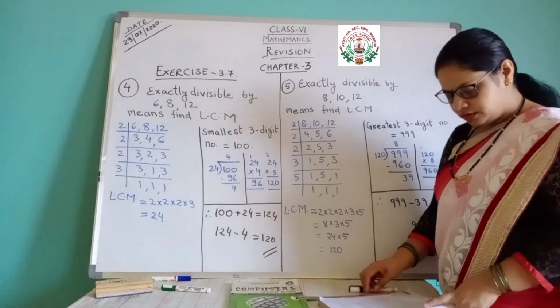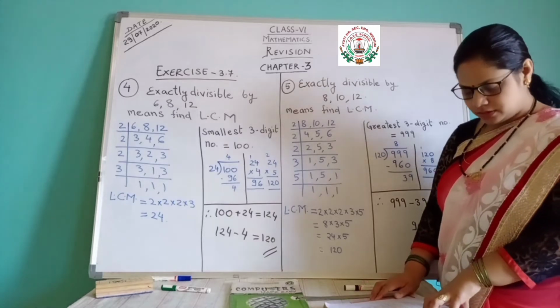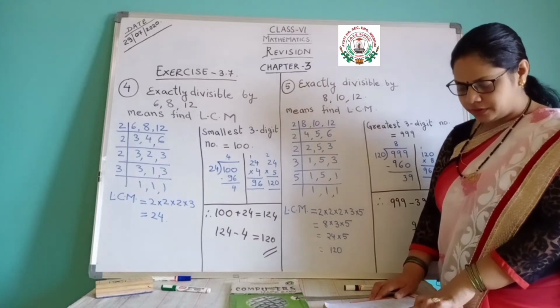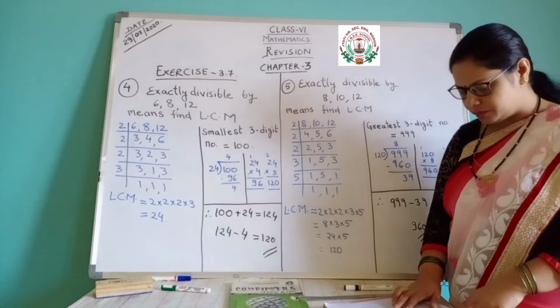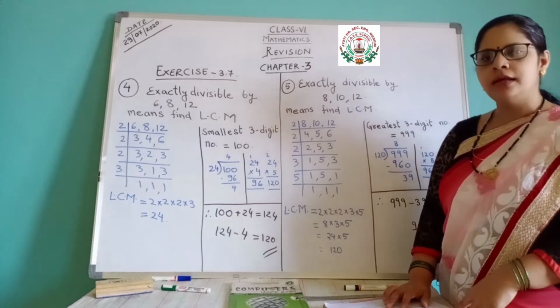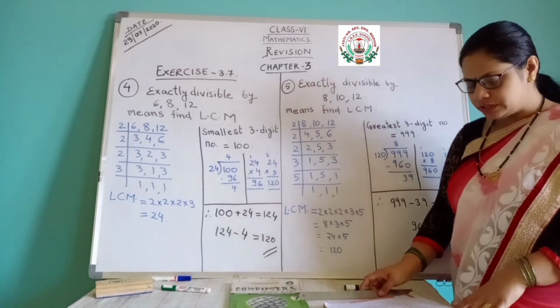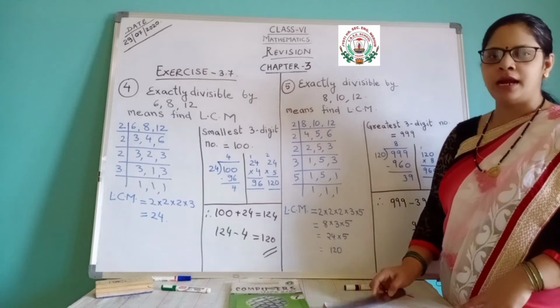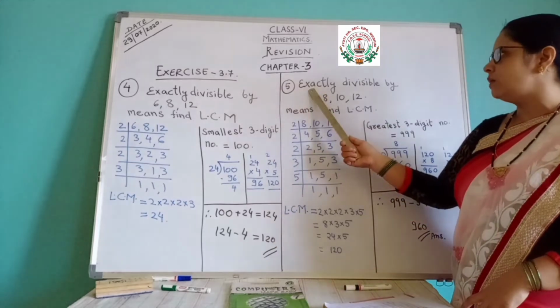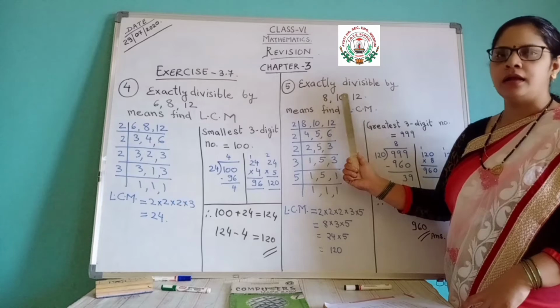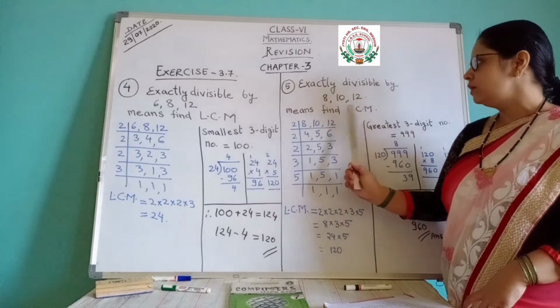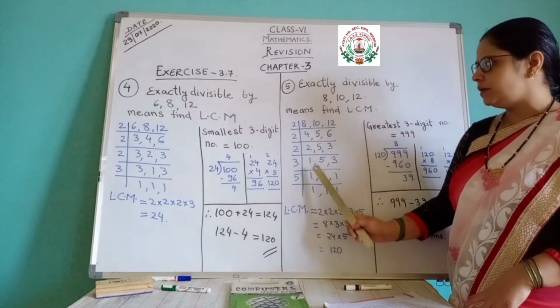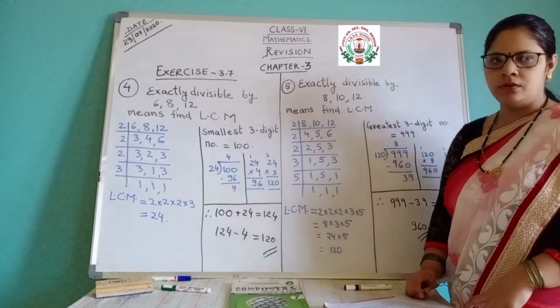Fifth question. You have to take the greatest 3-digit number which is exactly divisible by the numbers 8, 10 and 12. So first we will see which number is exactly divisible by 8, 10 and 12. To find the number exactly divisible by 8, 10 and 12, we are finding out the LCM. So finding the LCM here, we got LCM as 120.